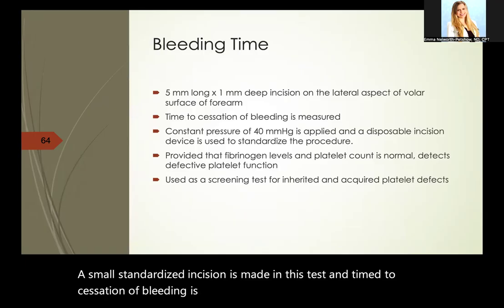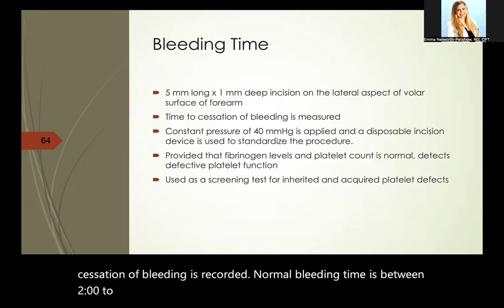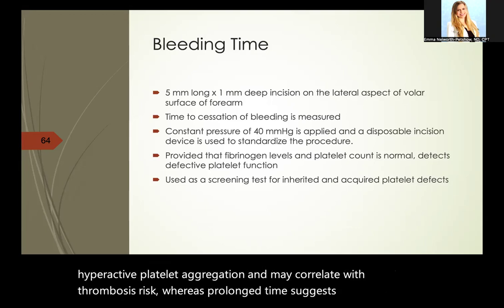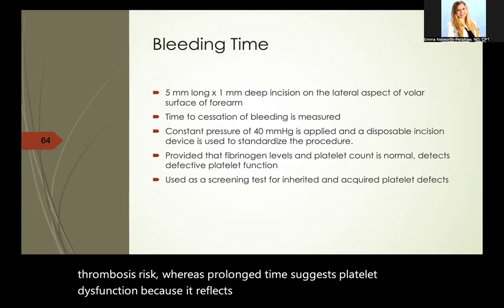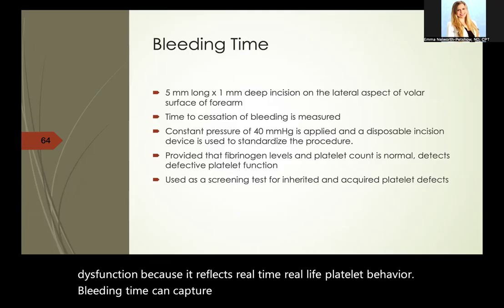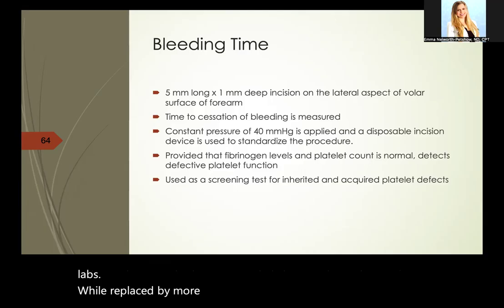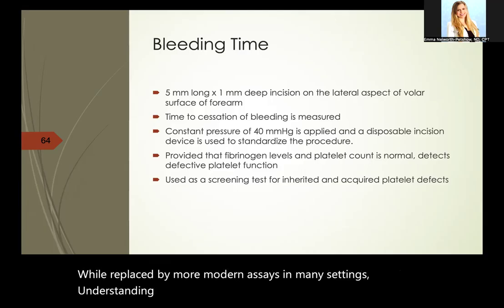Normal bleeding time is between 2 to 10 minutes, and times under 3 to 4 minutes indicate hyperactive platelet aggregation and may correlate with thrombosis risk, whereas prolonged time suggests platelet dysfunction, because it reflects real-time, real-life platelet behavior. Bleeding time can capture disorders that are routinely missed on labs. While replaced by more modern assays in many settings, understanding bleeding time provides insight into clinical bleeding and clotting cascades.